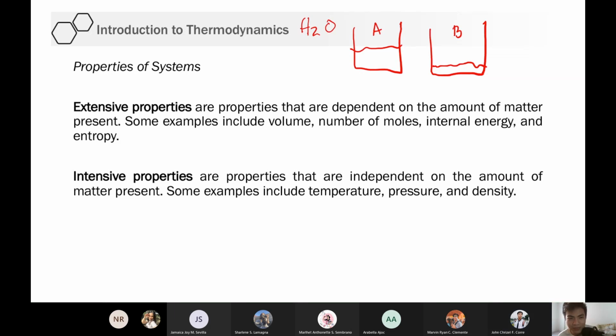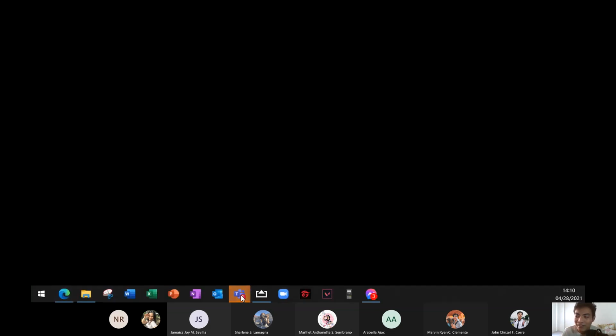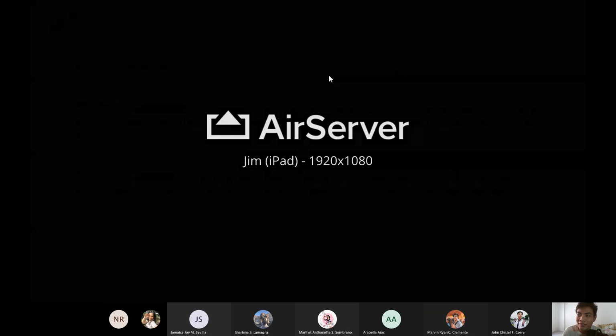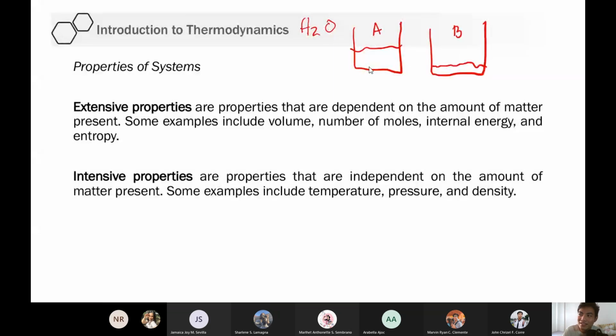Si Marvin, sabi ni Marvin, both, no? So, ang sagot doon ay parehas lang. Kasi ano ba density ng water? 1 gram per ml yon. Ibig sabihin, ang density ng A ay 1 gram per ml. Ang density ng B, 1 gram per ml. So it doesn't matter whether marami siya or onti, because intensive properties depend on the identity of the matter, not the quantity.